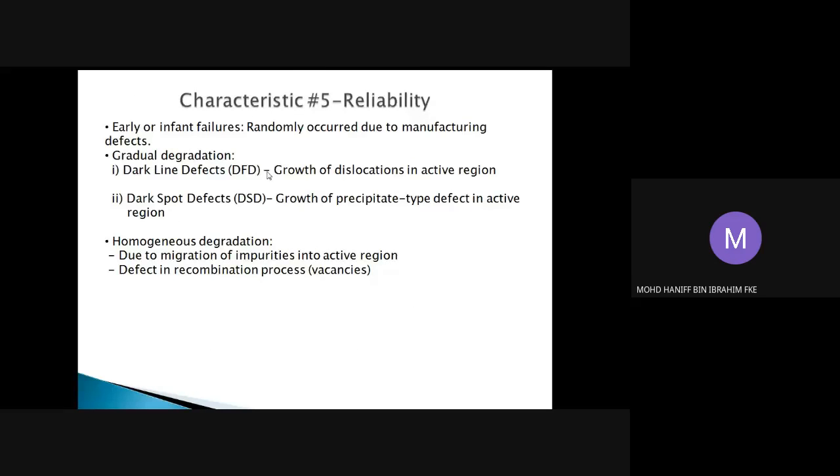Okay, the same thing applies. The second case is defect in the recombination process. Somehow there are vacancies, a case where the holes are left unoccupied by the electrons. Supposedly, when the electrons move from the N-type to the P-type semiconductor, they should fill the holes, and when they fill the holes, the recombination process occurs, we have a radiative recombination, and light will be produced.